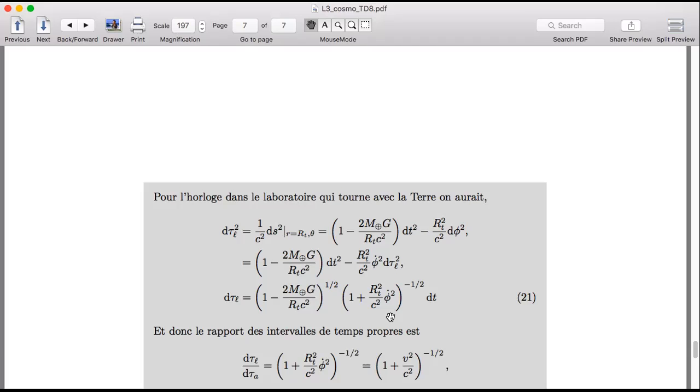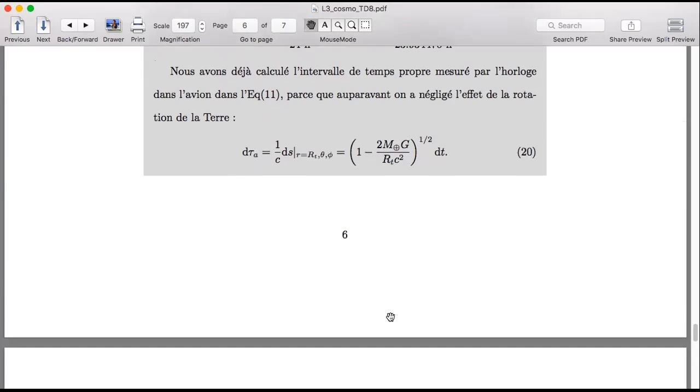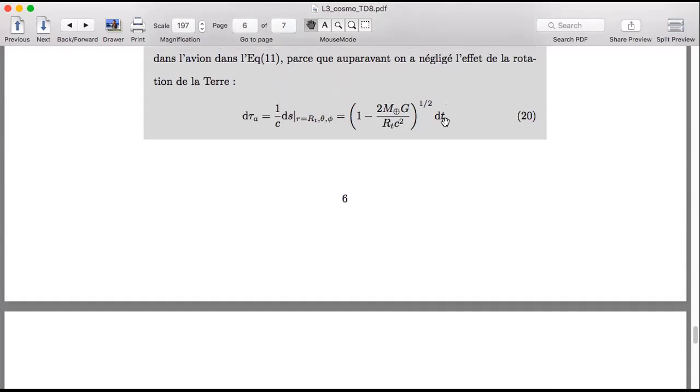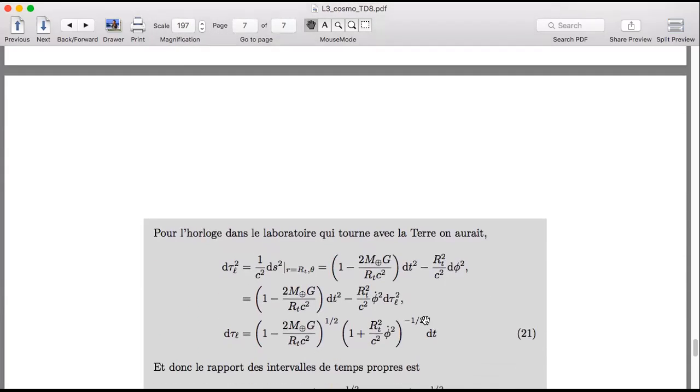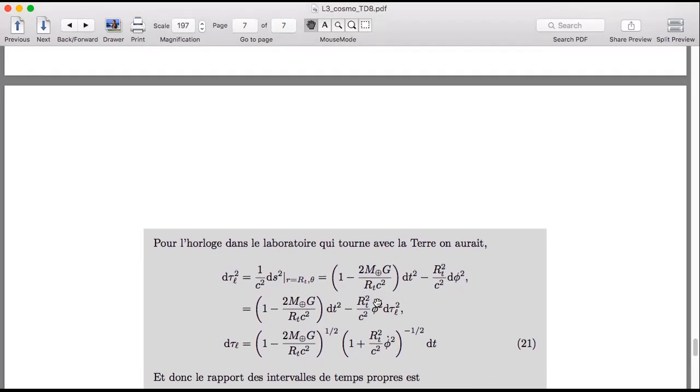I'm a bit lost now. Where are we? We were here, and then we replaced. Sorry, that was for the airplane, and this is the laboratory, and we replaced phi with phi dot. Yeah, and so we still use this line element to get the proper time interval, but we need another way of dealing with phi dot. Well, we know phi dot because that was given to us by the rate of rotation of the Earth.